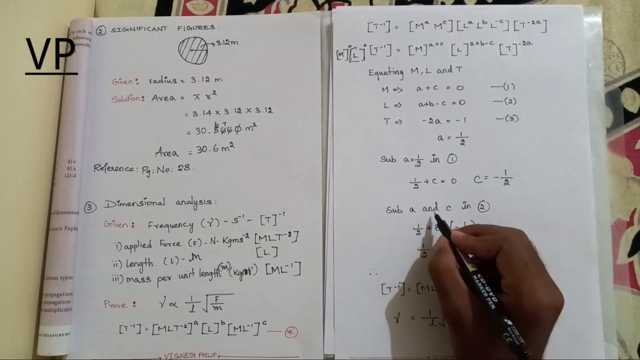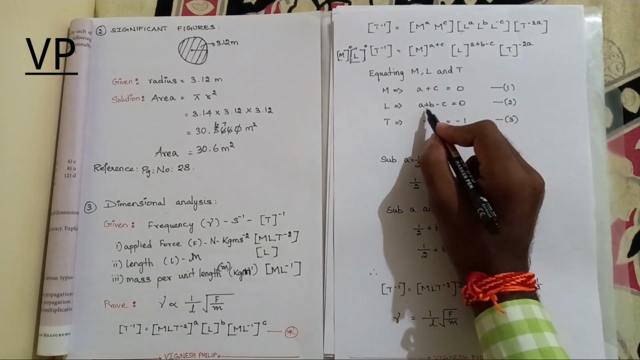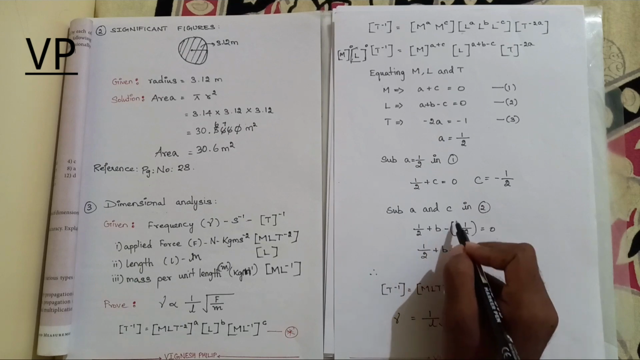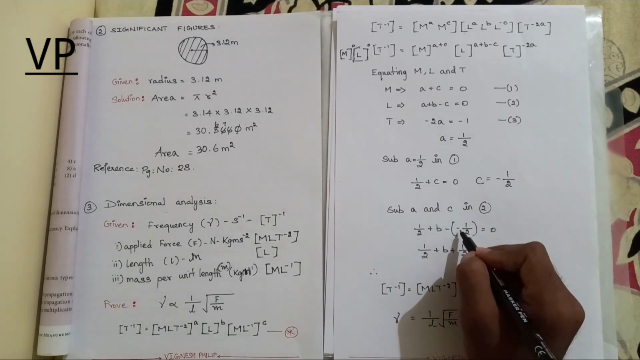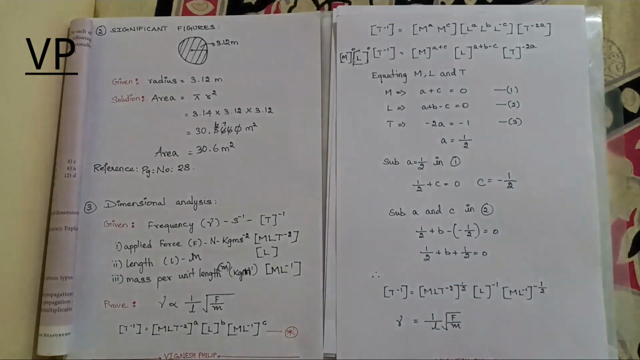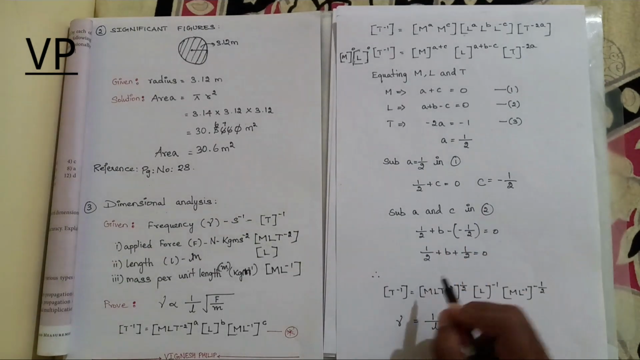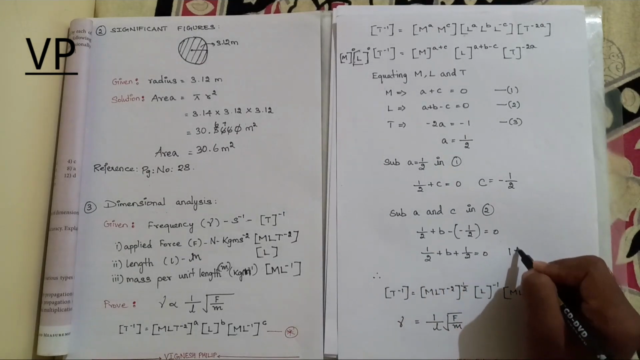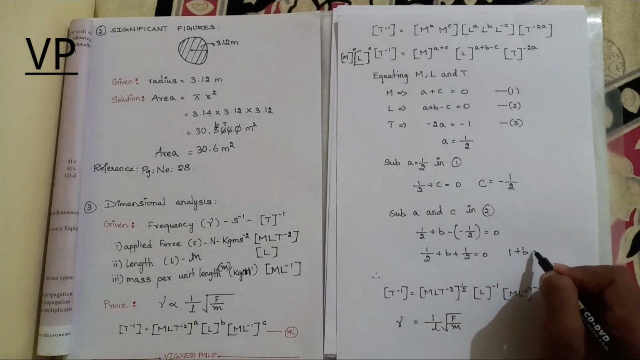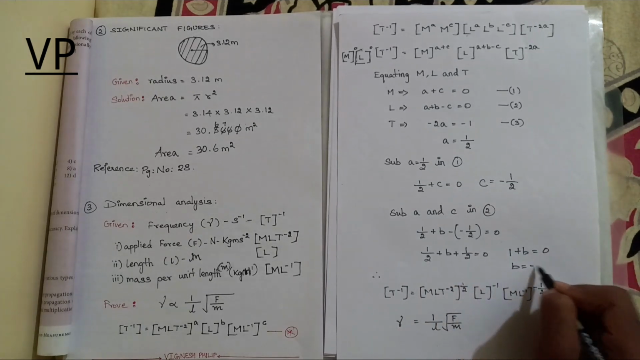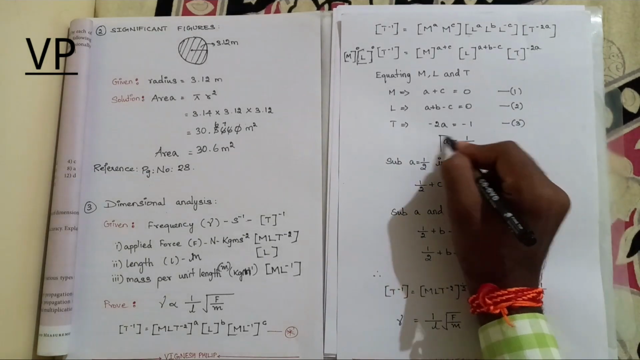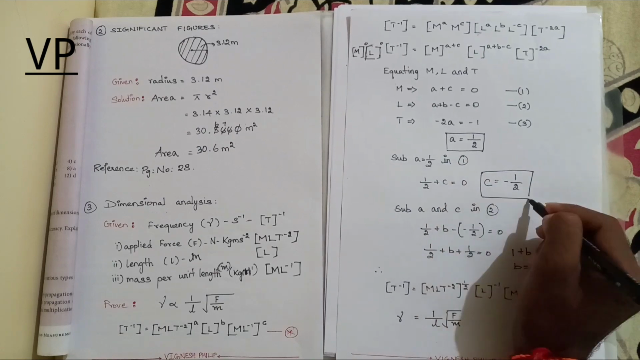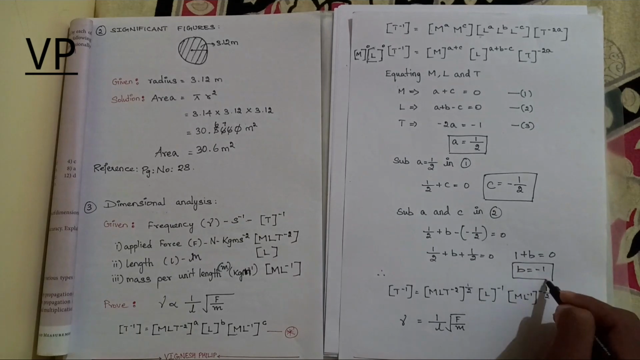Substituting this A and C in equation 2, that is A plus B minus C equals 0. So A is 1 by 2, plus B, which we don't know, minus of C, which is minus 1 by 2, equals 0. Removing the brackets, half plus B plus half equals 0, which is 1 plus B, since half plus half is 1. So 1 plus B equals 0, and we get B equal to minus 1. So these three are the answers: A is equal to 1 by 2, C is equal to minus 1 by 2, and B is equal to minus 1.